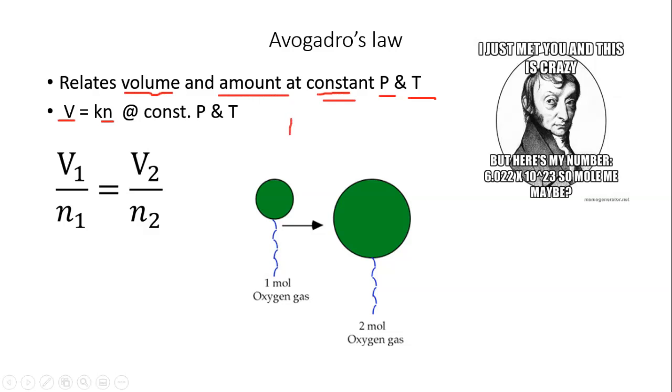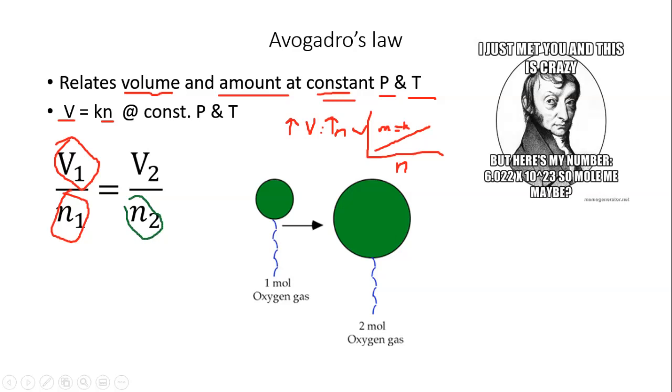And so as we increase volume, we're going to increase the amount and vice versa at constant pressure and temperature. So now if we plot volume versus moles, we're going to get a linear relationship, and the slope equals K. Now if you know the volume and the amount of the gas, and let's say we change the amount of gas, we can calculate the new volume.